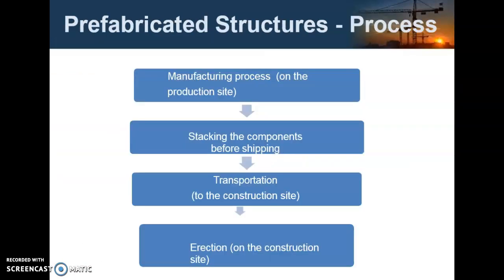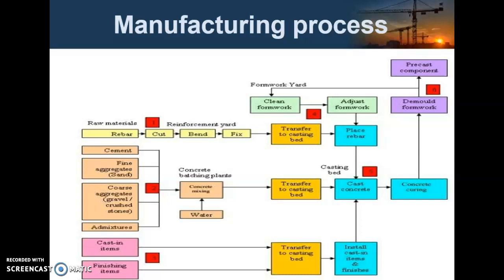These are the main processes of prefabrication: manufacturing process on the production site, stacking the components before shipping, transportation, and erection on the construction site. It is the manufacturing process.